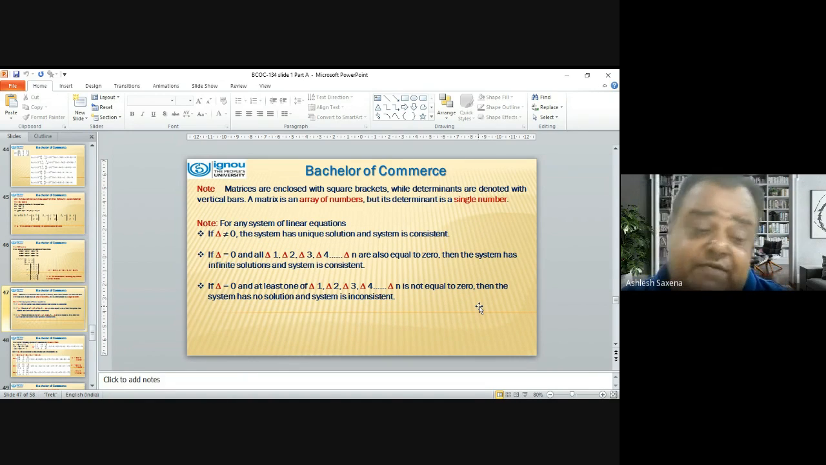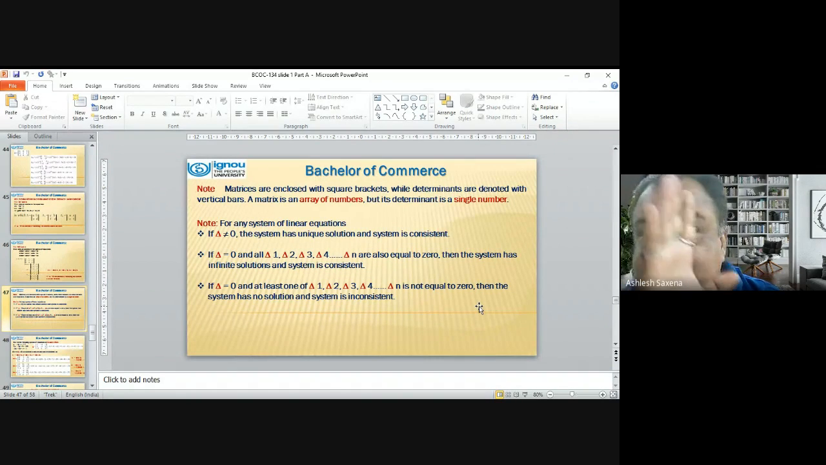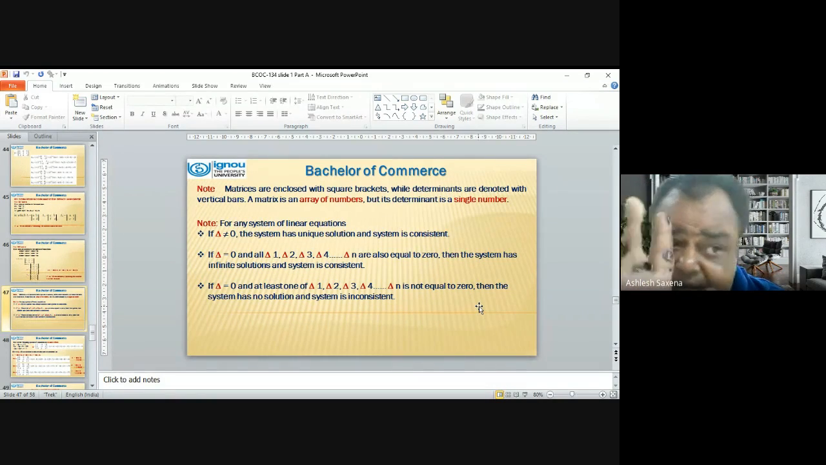Now, different conditions arise when we will be getting the problems. Matrices are enclosed with square brackets, while determinants are denoted by vertical bars. I showed it initially when I was talking about the determinants. A matrix is an array of numbers, but its determinant is a single number.